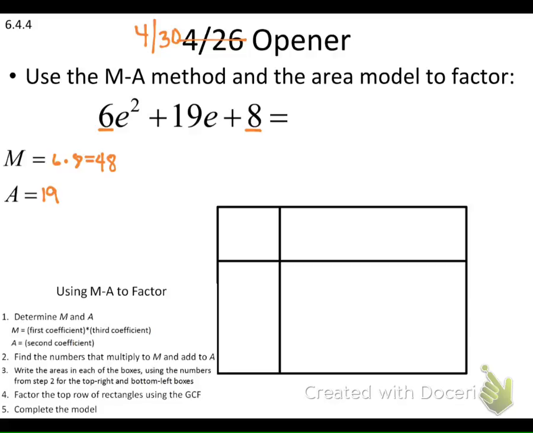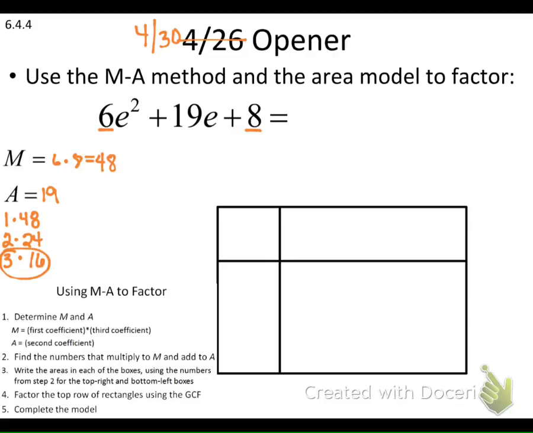So what I do, I go through and I write my factors real fast. So 1 times 48 equals 48. What's 1 plus 48? Too many. 2 times what gets me to 48? 24. So 2 plus 24 gets me to too many. 3 times what gets me to 48? 16. 16 plus 3 equals? 19. So right here is my MA. So I just circle it.